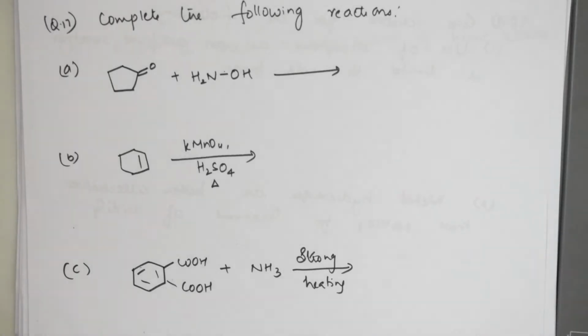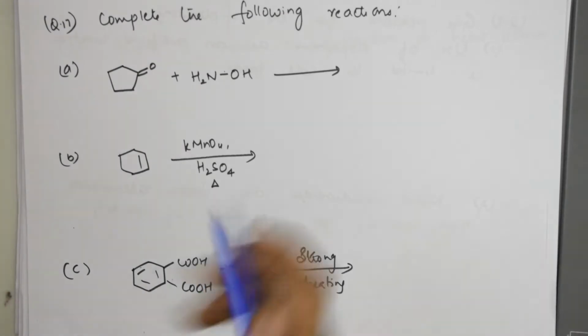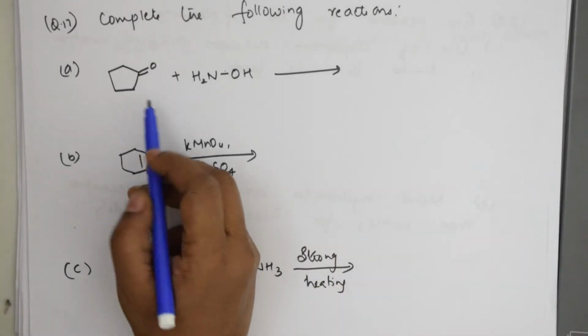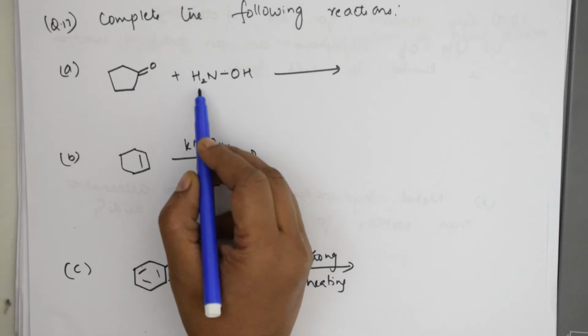So let's come back and do the 17th question of your CBSE board paper, that is 2018-19. Complete the following questions are quite common in section C. Remember that. Here they've given us this, and they've given us hydroxylamine.